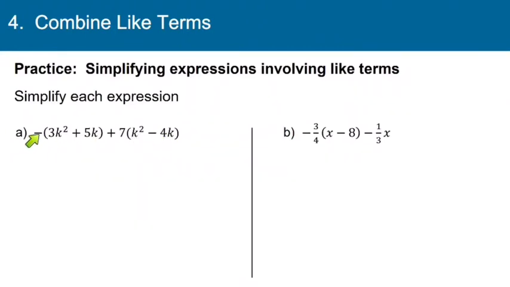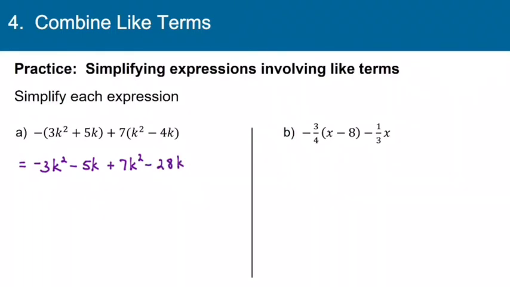So here I've got -1 times 3k squared, that would make -3k squared. And then -1 times positive 5k would make minus 5k. And now distributing this 7 times k squared is plus 7k squared. And 7 times -4k would make -28k. So I'm going to write minus 28k.